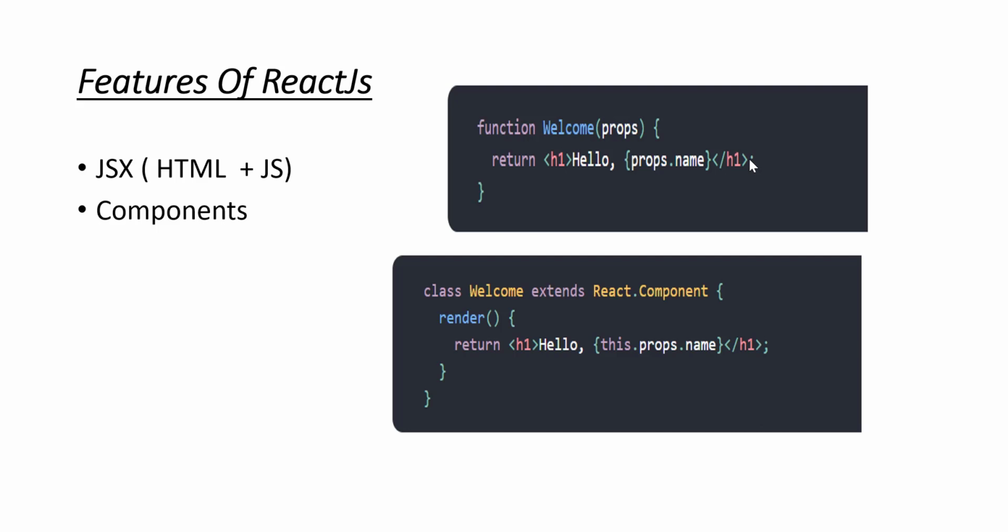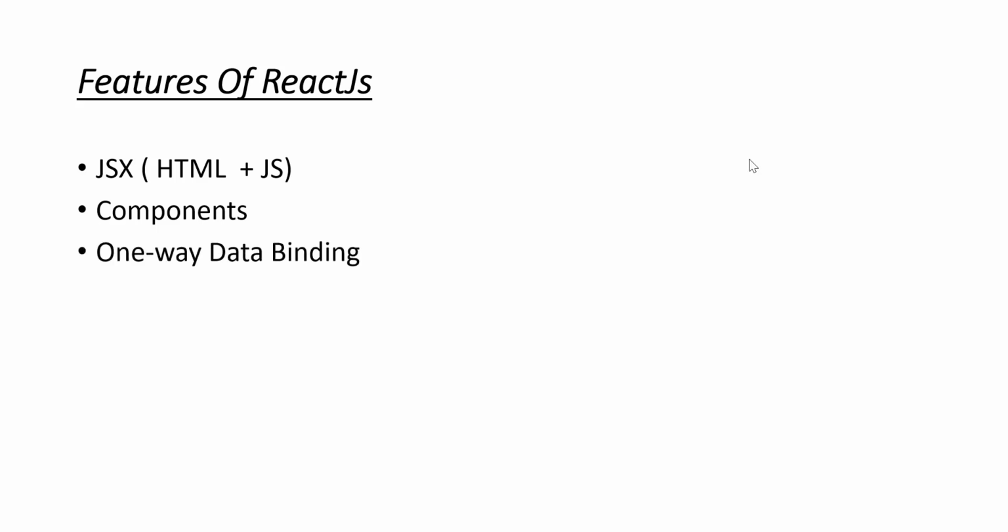JSX in React represents the user interface, right? So that's about the components. Now, the third one is one-way data binding. What does one-way data binding mean?